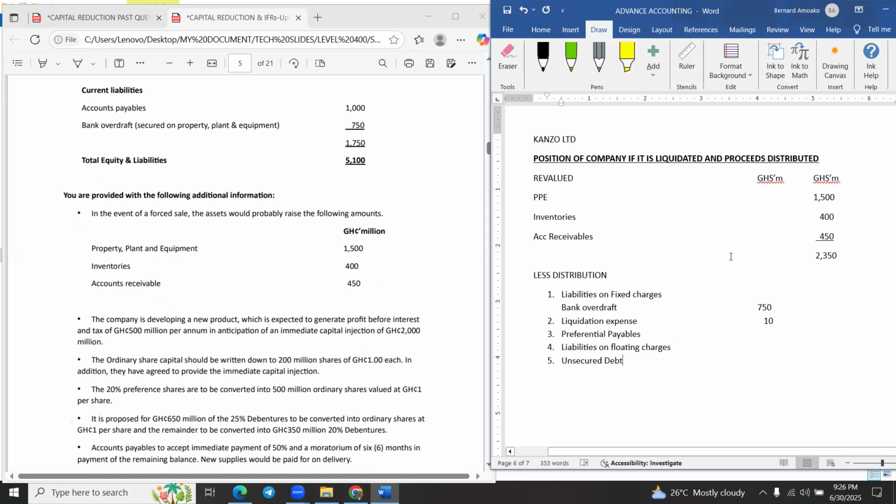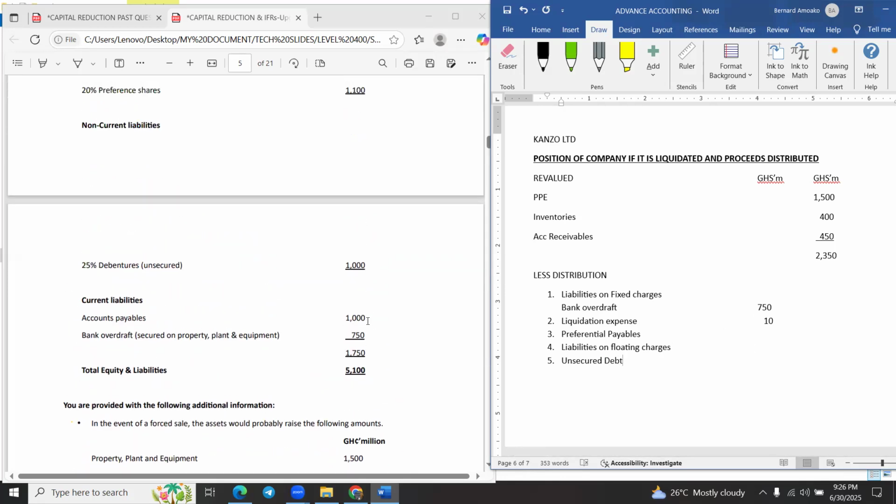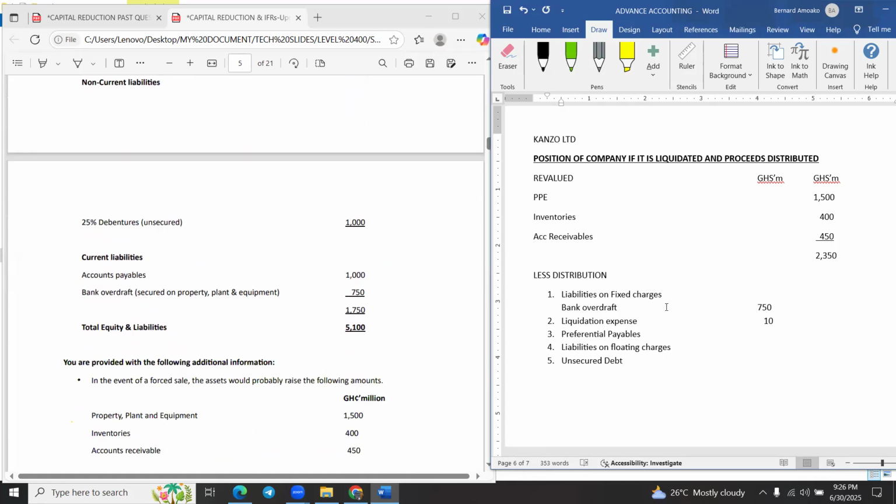Unsecured debt. See, the unsecured debt were payables of 1,000 and then debentures of 1,000. But then look at it, 750 plus 10 from 200 and 2,350. What is the value? 2350 minus 750, and that is what? 1590. Now, 1590. Unsecured debentures are taking 1,000. Accounts payables, which are unsecured, are taking 1,000. Who are you going to give, and then who are you going to leave out?